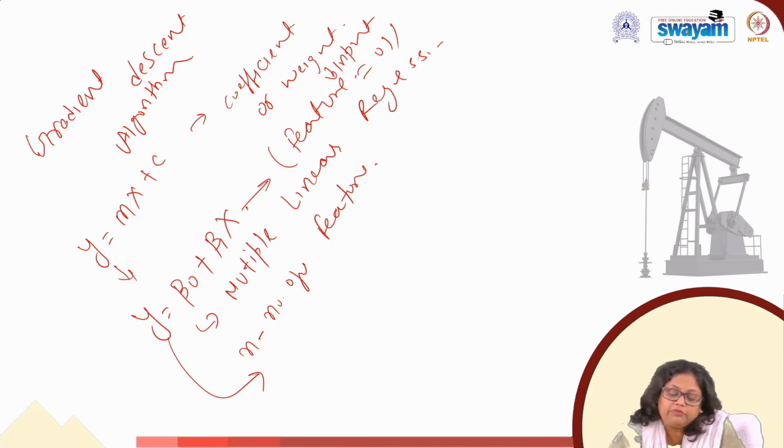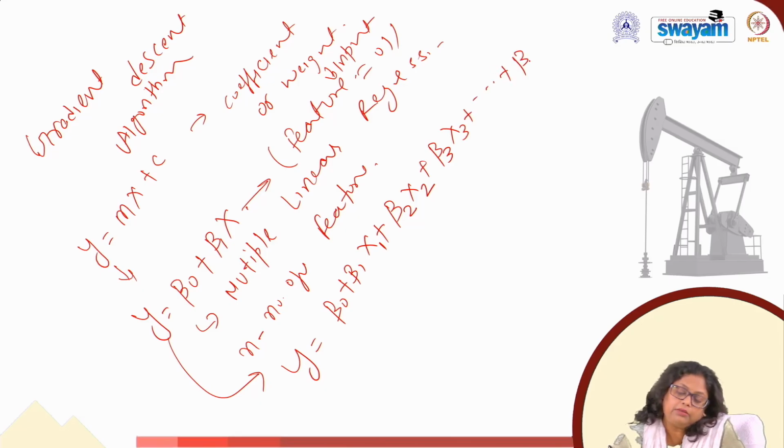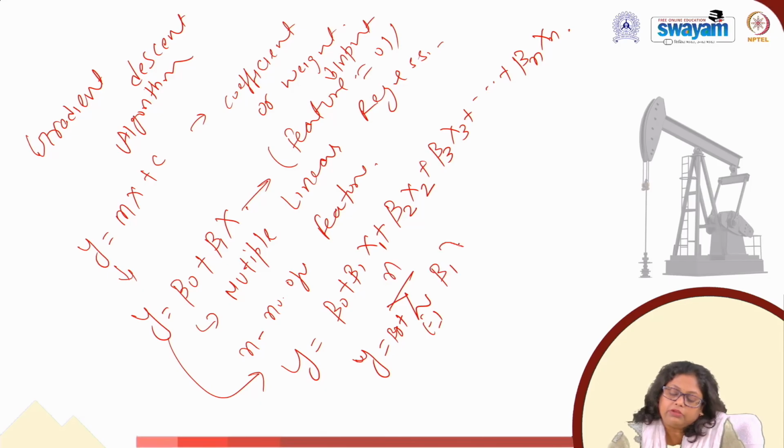In the case of multilinear regression, the same equation changes to y equal to beta 0 plus beta 1 x1, then beta 2 x2, beta 3 x3, and we carry it till beta n xn. So in general form we can write y equal to beta 0 plus the sum from i equal to 1 to n of beta i xi. So this is the general equation.